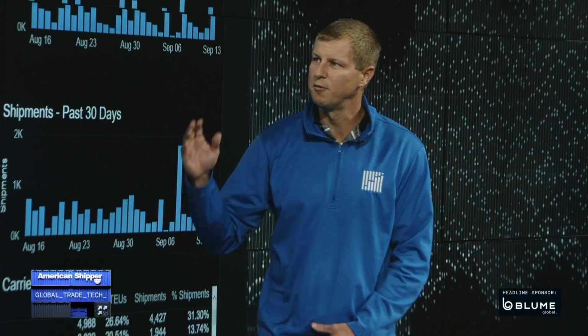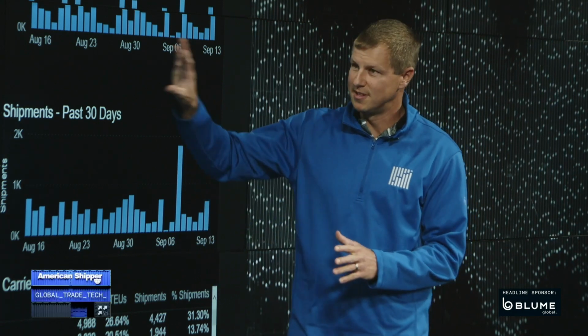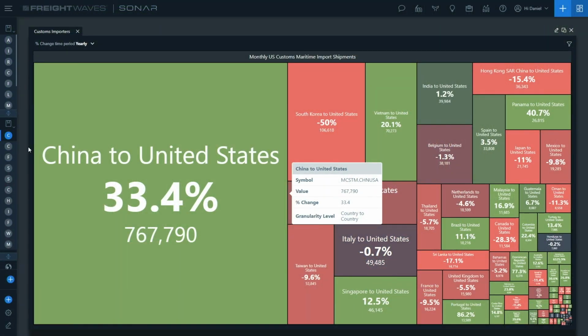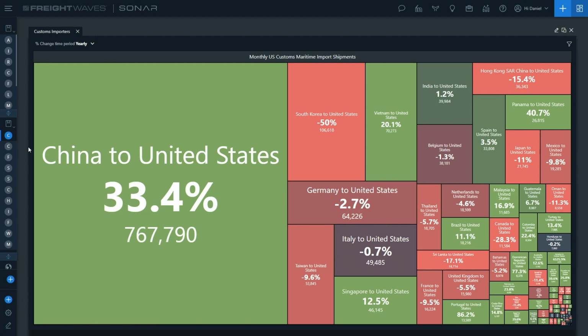Yeah, so if we go into our next chart here, the customs shipment data that this is built on, we have actually already had a higher level of granularity available on it. So what you're looking at right here is a tree map of the monthly U.S. Customs maritime import shipments. And you can see clearly here China dominating as a trade partner in terms of maritime imports. August was the last month, because we've got monthly shipments.